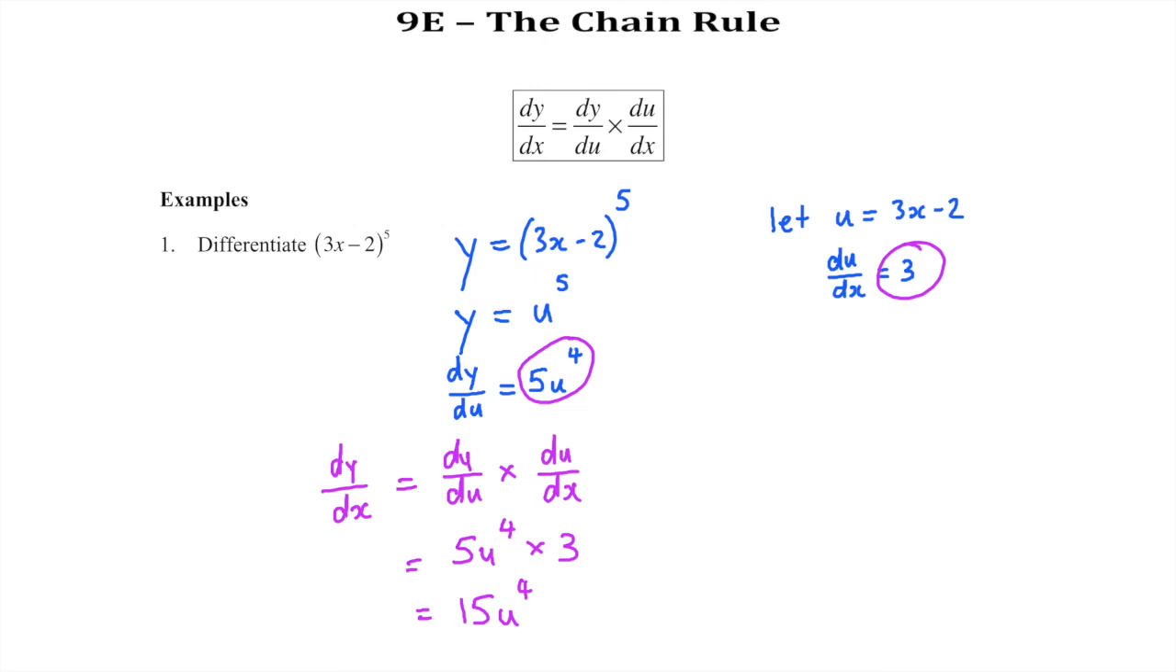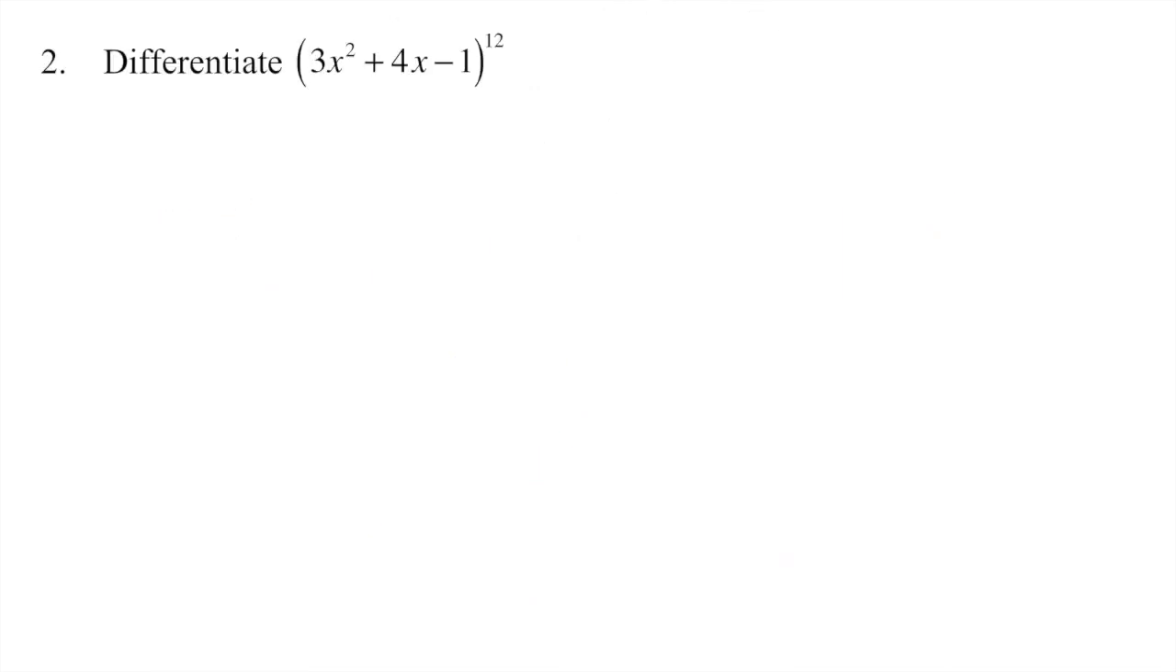But there were no u's in the original question. Here it is, there's the original question. There are no u's in it. So I need to return it back to its x values. So that will actually equal 15. What is u? Well, we know u is 3x − 2 in brackets. And we're told it's u to the power of 4, so it'll be (3x − 2) to the power of 4. That is the derivative. That is your answer. Let's try that one more time.